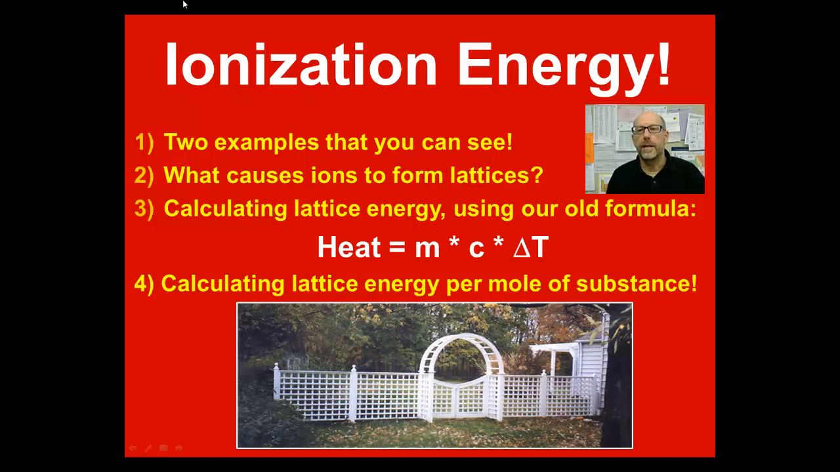Today's lesson is all about ionization energy, the amount of energy that's given off when two ions come together. We'll look at a couple of examples. We'll talk about what causes these ions to be attracted to one another and form a lattice. And then we'll do some calculations using our old favorite formula, M times C times delta T, mass times specific heat times the change in temperature. And then last but not least, we'll calculate the amount of heat given off per mole of substance.